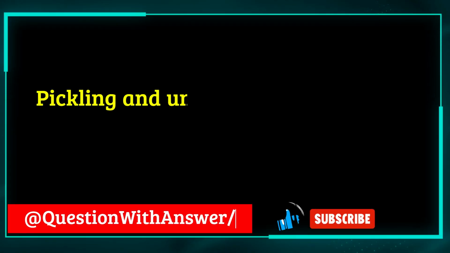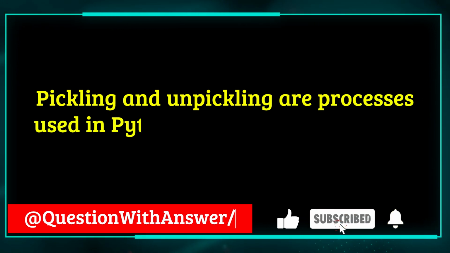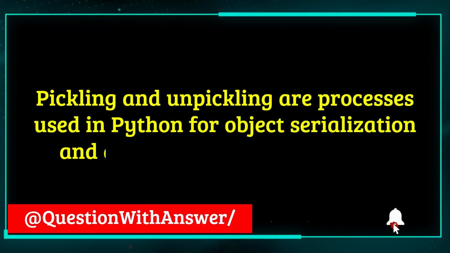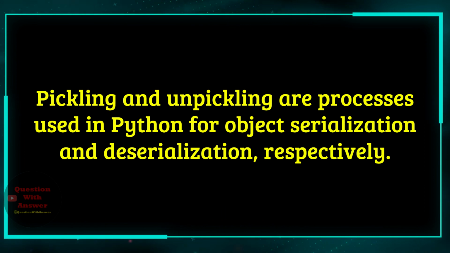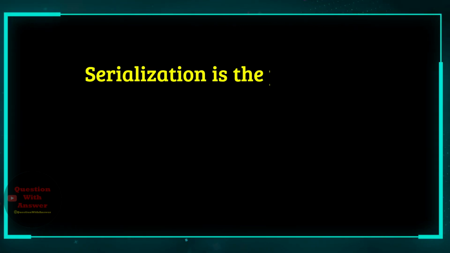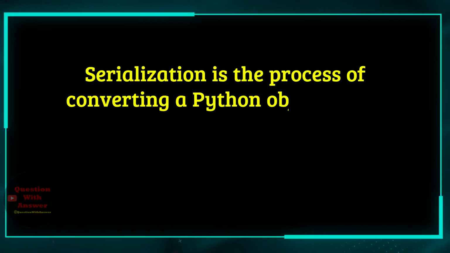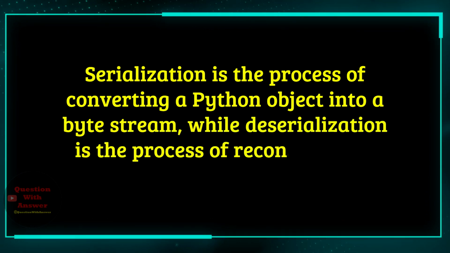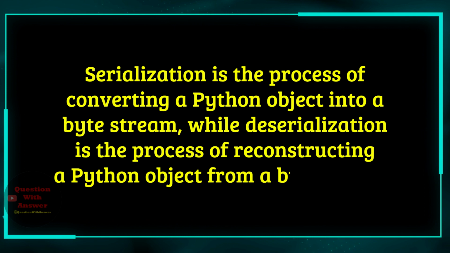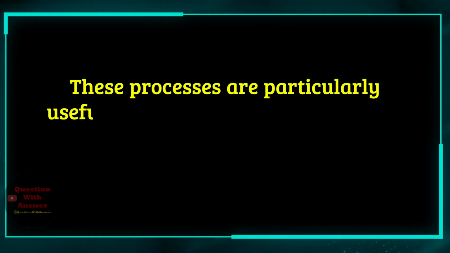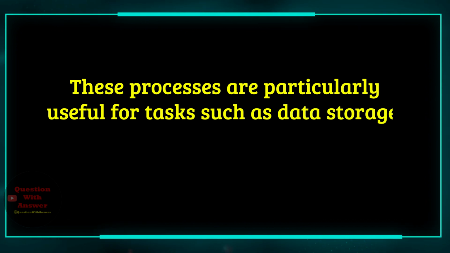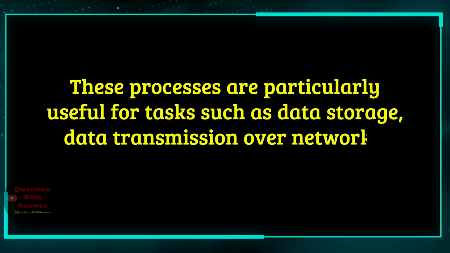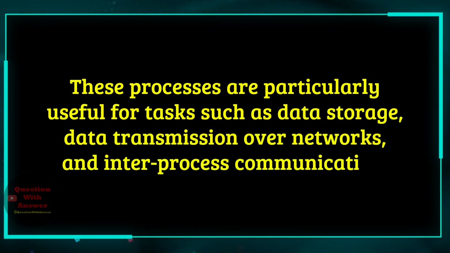Pickling and unpickling are processes used in Python for object serialization and deserialization, respectively. Serialization is the process of converting a Python object into a byte stream, while deserialization is the process of reconstructing a Python object from a byte stream. These processes are particularly useful for tasks such as data storage, data transmission over networks, and inter-process communication.